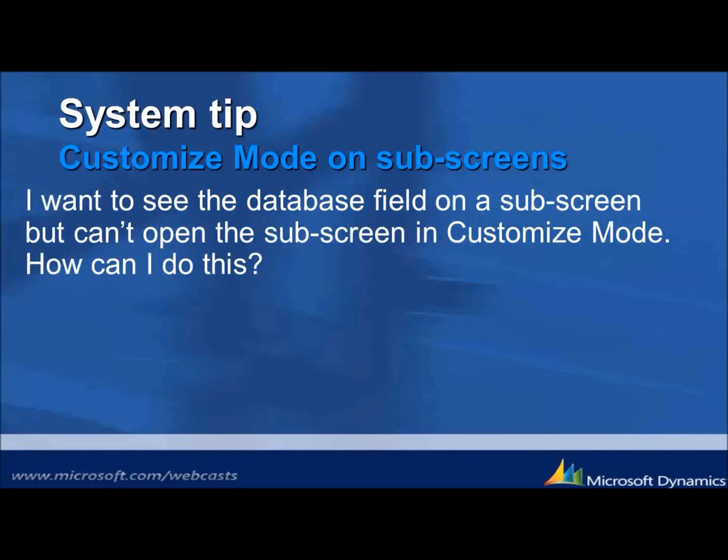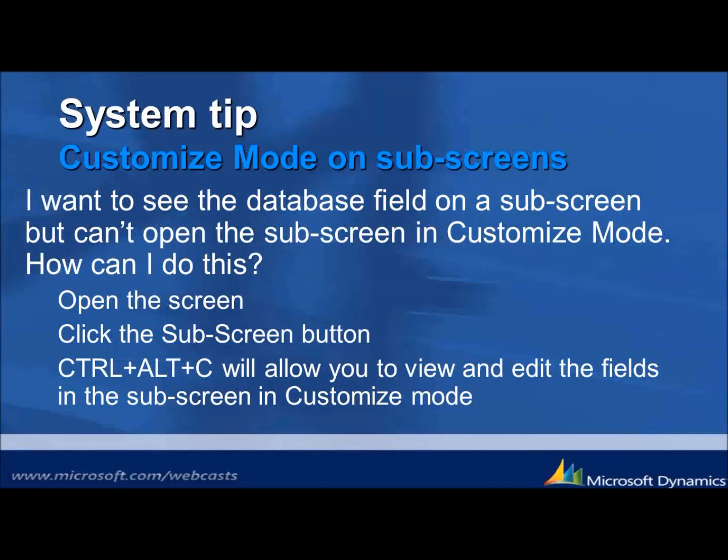How about customize mode on subscreens? It's been on all these other screens, but the subscreens do not have the customize button or the customize mode button available. So Control Alt-C allows you to, within that subscreen, open it in customize mode. As you know, if you're on the main screen and you go into customize mode, you can't open subscreens at that point because you're in customize mode. So open the subscreen, Control Alt-C, and now you're in the subscreen in customize mode. Pretty cool.